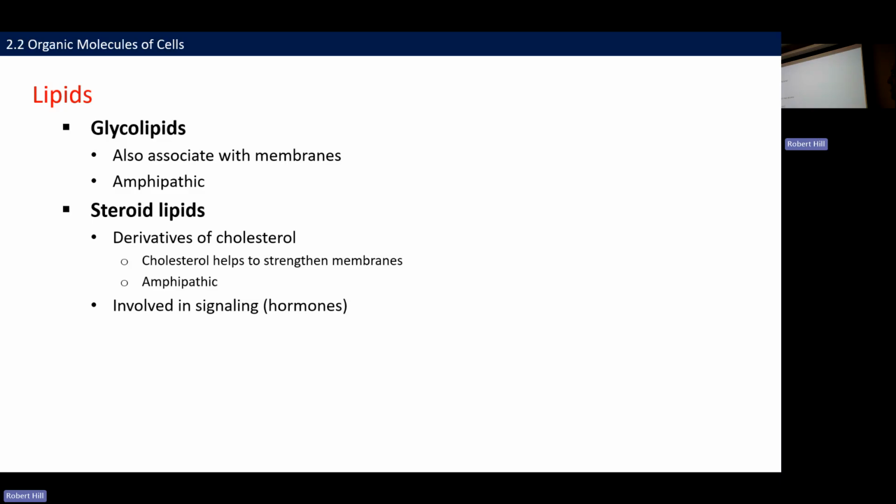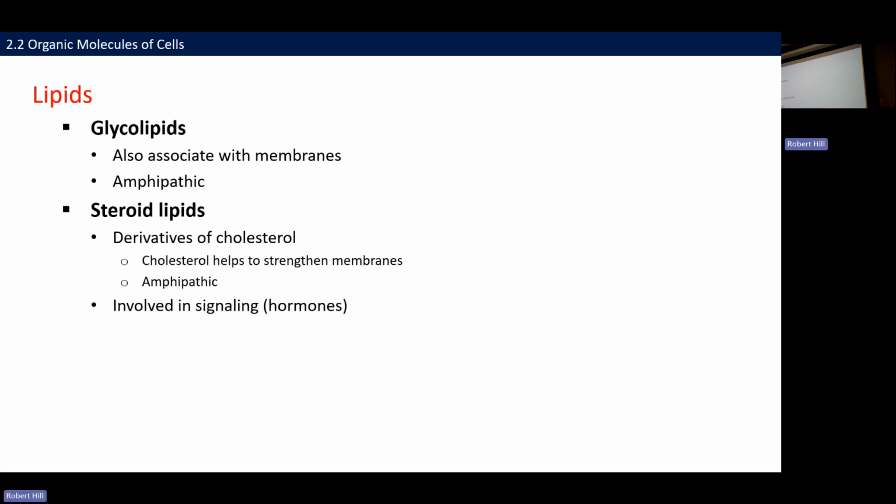All right, lipids also involve glycolipids. So these are sugar and lipid combined, right? These are the molecules that associate with membranes, are also involved in post-translational modification, and they're also amphipathic, right? So they will have differences in polarity across the molecule.